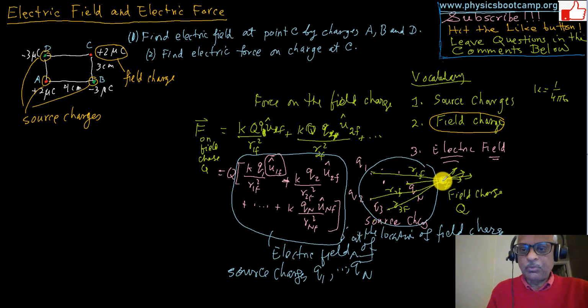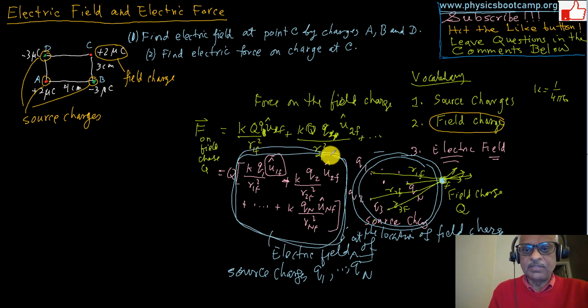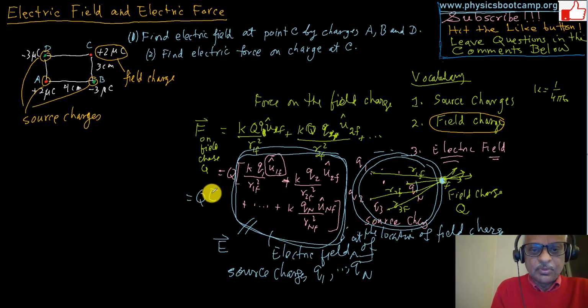So at this point, this algebraic thing is called the electric field of the source charges at the location of the field charge. We can just call this E. This will be a vector. And so you can see that it's very easy to convert: if I know the electric field, multiplied by the field charge, I'm going to get the force on the field charge. And that's what this problem is.